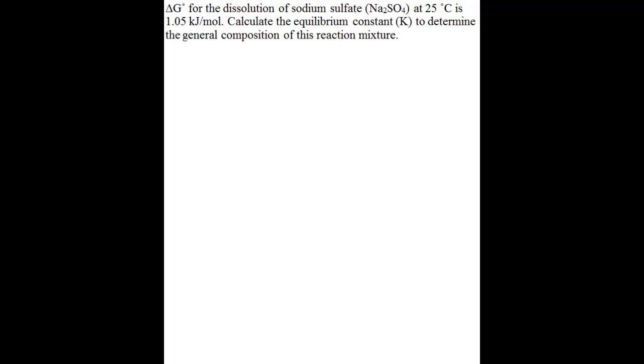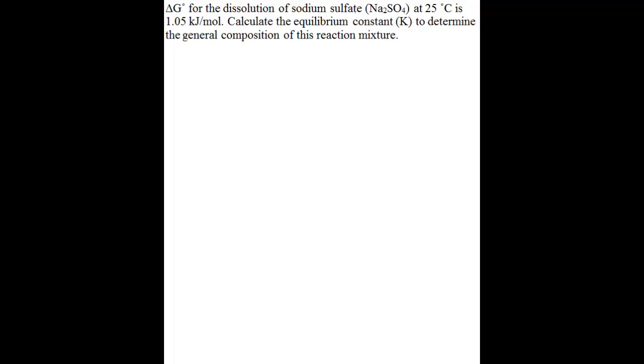For this specific problem, you're told that delta G naught for the dissolution of sodium sulfate at 25 degrees Celsius is 1.05 kilojoules per mole. You're asked to calculate the equilibrium constant using this information to determine the general composition of this reaction mixture.